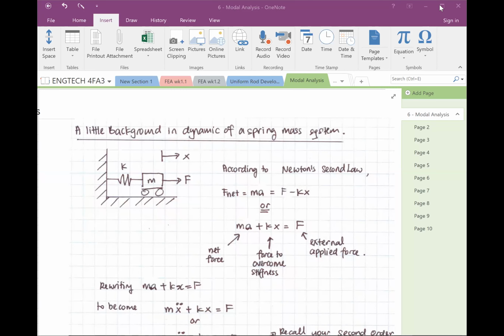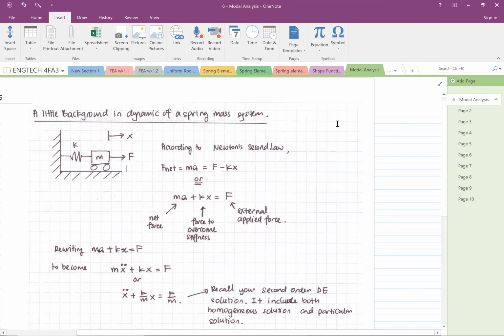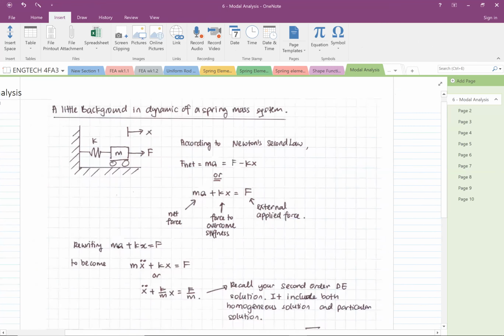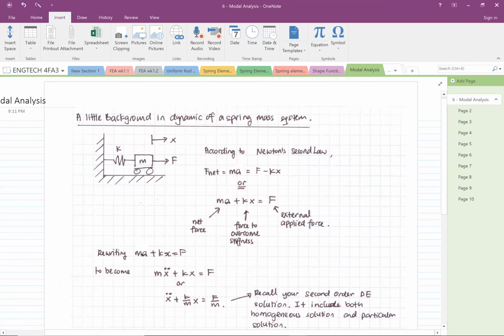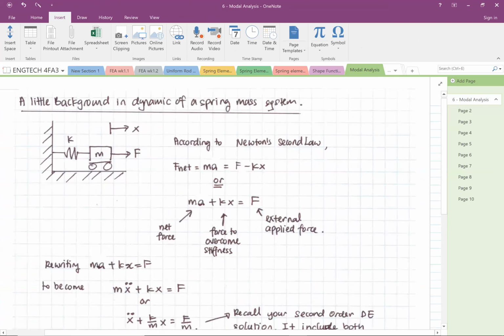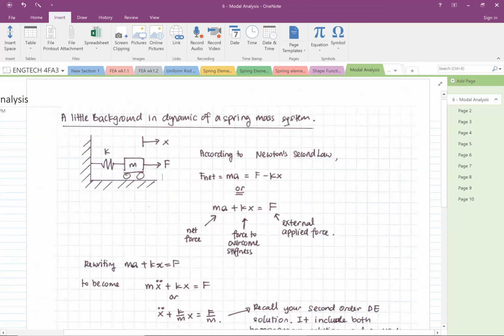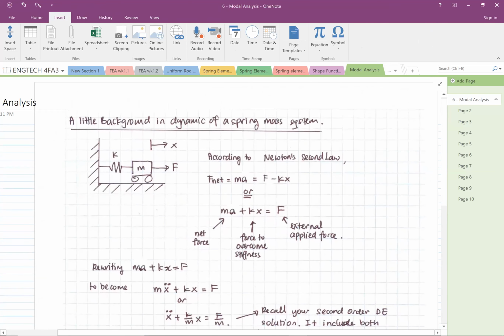Okay, today we're going to talk about two topics. I'll start with the modal analysis, and then we'll do the thermal analysis as well. I already uploaded this note into Evidence to Learn, and I'll explain to you what that note is about.